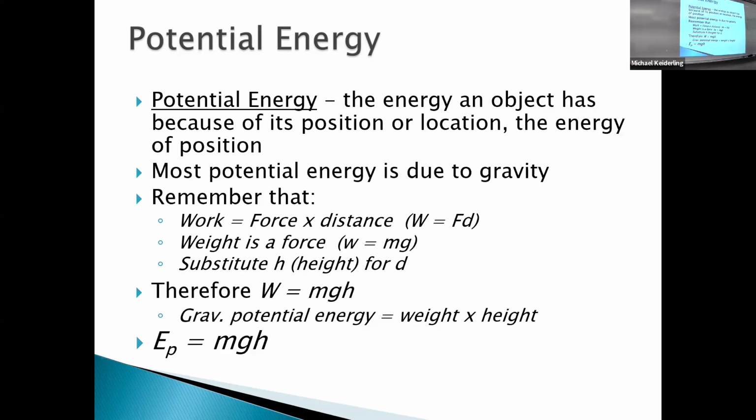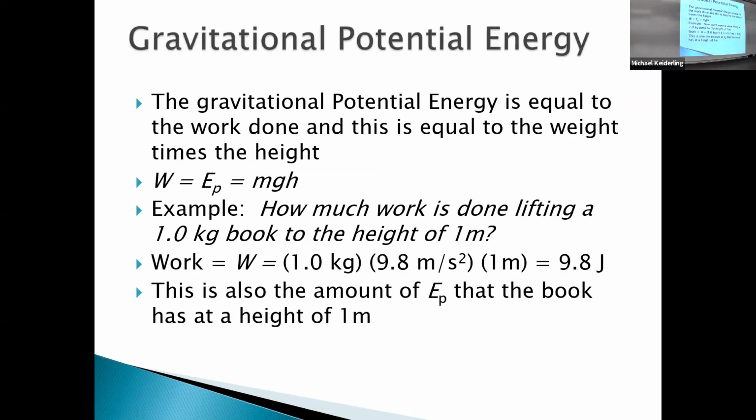There are other types of potential energy. You can store potential energy in springs. There's electrical potential energy. There are various others as well. So gravitational potential energy is equal to the work done, and this is equal to the weight times the height. So the amount of work you need to do to lift a 1 kilogram book to the height of 1 meter is 1 kilogram times 9.8 meters per second squared times 1 meter, which is 9.8 joules. And once you've lifted that 1 kilogram book up, you could get that energy back by letting it fall.